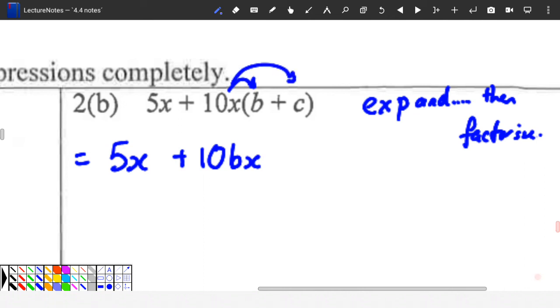Distribute again. Now this is a plus, this is a plus. So plus times plus will give you plus 10cx. I'm sorry, wrong. Times 10cx. Is this correct?